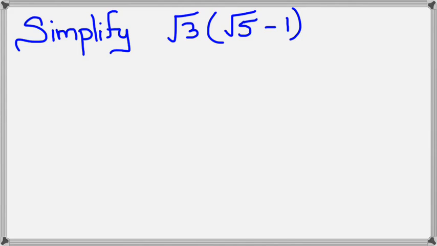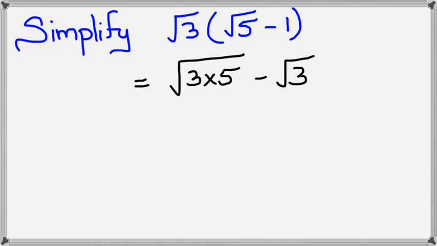This is almost similar to expanding brackets, except this time we're dealing with square root symbols. So the first thing I'm going to do is square root of 3 times square root of 5, and minus square root of 3 times 1, which is just square root of 3. Simplifying this, I'm going to get square root of 15, take away square root of 3. Now, unfortunately, I can't do anything more with these two terms. This is where it stops. Okay, next example.